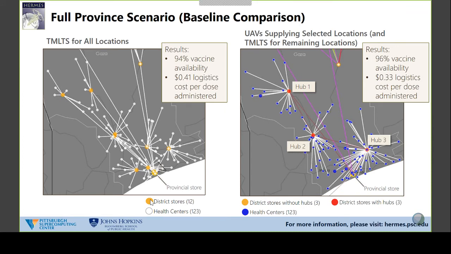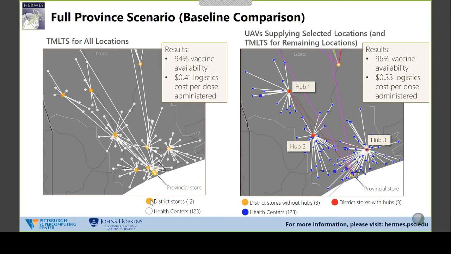So for this potential implementation, we did see an increase in vaccine availability and a reduction in the logistics cost per dose administered. These are the two main metrics we use to compare the systems. Vaccine availability basically means the percentage of doses of vaccine that are needed that were actually where they needed to be when they needed to be when the children came to get them. So we saw that you could potentially have high vaccine availability with the traditional system, but it could actually increase to 96% with this drone system due to fewer transport delays and other bottlenecks related to the traditional land transport system.